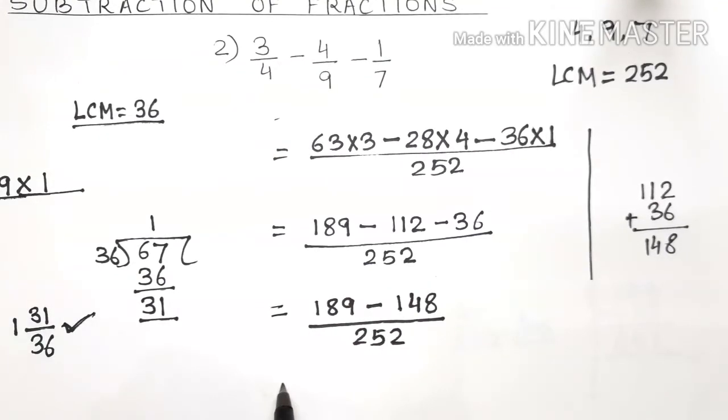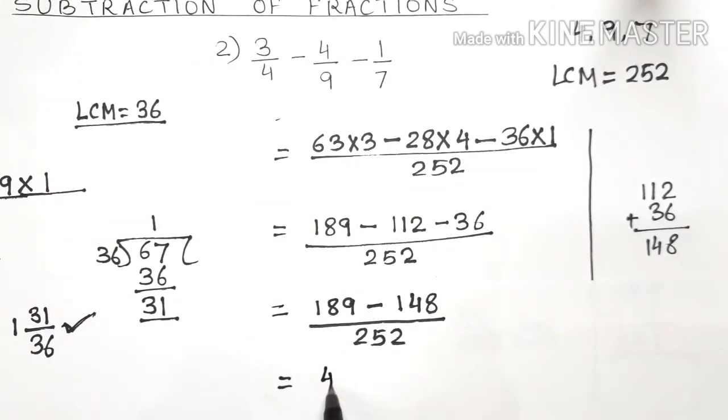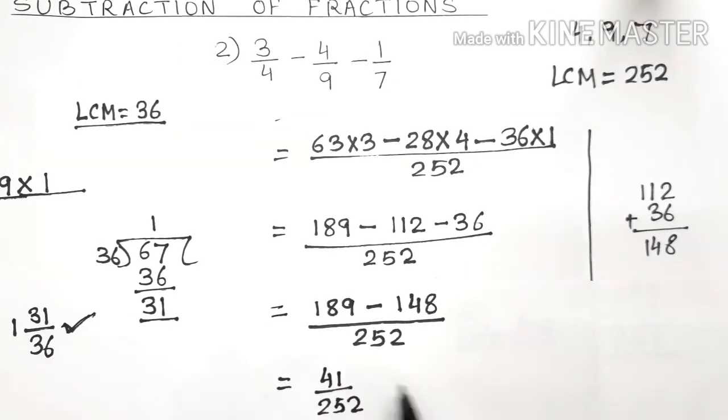252. Now we subtract the numerators. So what we get is 41 upon 252. This is the answer.